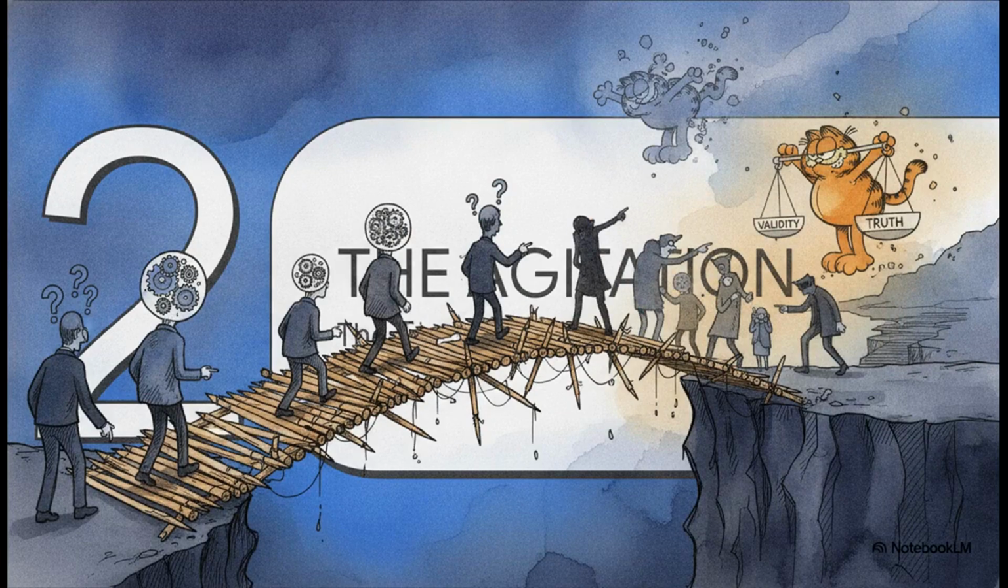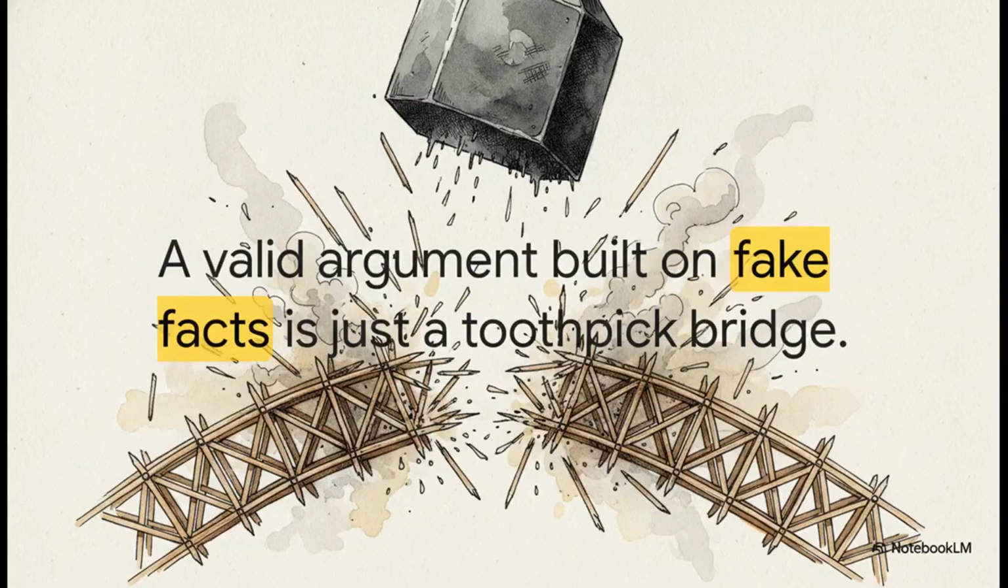Which brings us to Section 2, the agitation, the toothpick bridge. Because this isn't just about silly examples with flying cats and evil Garfield, right? This is about how manipulators weaponize this exact difference between validity and truth against critical thinkers every single day. If you don't understand the difference between validity and truth, you're going to be easily fooled into thinking an argument is strong when the premises actually provide zero support in reality.